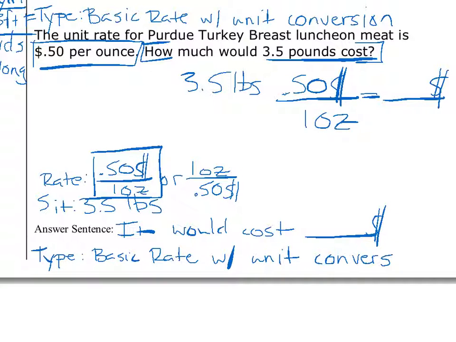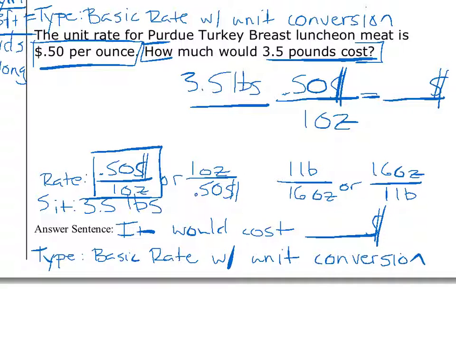So we need to figure out the conversion rate between pounds and ounces. So 1 pound is 16 ounces. Or 16 ounces is 1 pound. Which of these two do I need to plug in to fix my units problem? Number 1 or number 2? Which one of these two is going to fix my units problem? Number 1 or number 2?